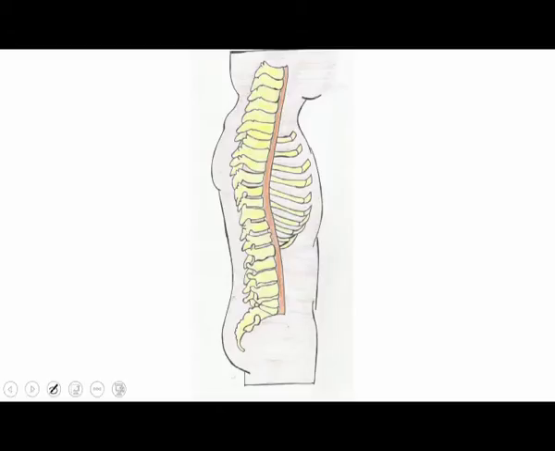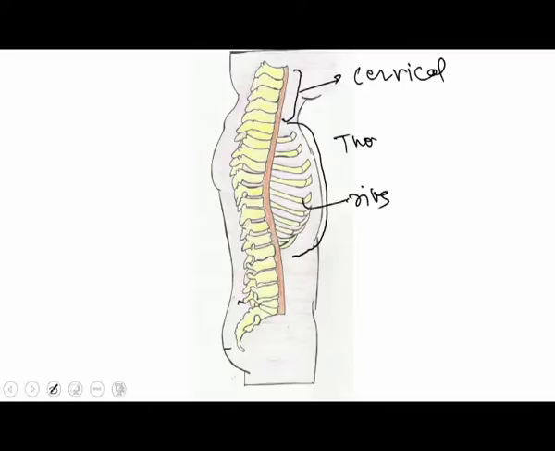Here is our vertebral column, and in this vertebral column we have structures which are individually lining the vertebral column. At the top, in the neck region, the vertebrae are called cervical vertebrae. Just below the cervical vertebrae we have areas giving attachment to the ribs, and this area is called the thorax, and the vertebrae are called thoracic vertebrae.